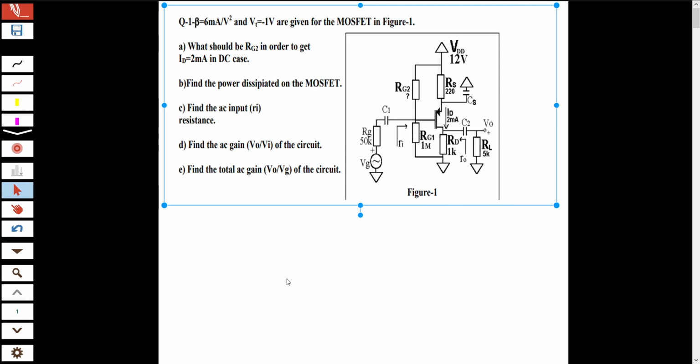Hi guys, in this video I am going to solve an example. This is our first example. Let's look at the question. When I look at the question, the first thing I see is that this is a common source amplifier. We apply input at the gate side and take the output at the drain side.